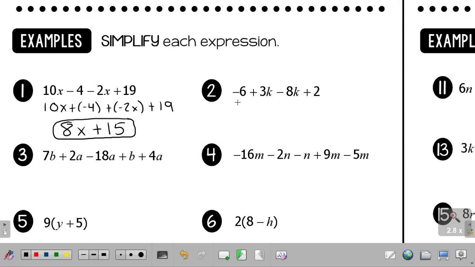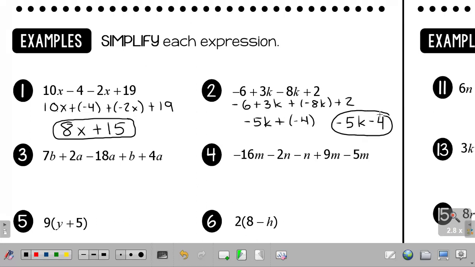But once again, if you have trouble seeing it right from the start like that, write everything out as a sum. And then we end up with 3k plus negative 8k. That's where we get the negative 5k. Plus negative 6 plus 2 is the negative 4. And then once again, technically, to have this simplified all the way, we need to write that as negative 5k minus 4. Okay.